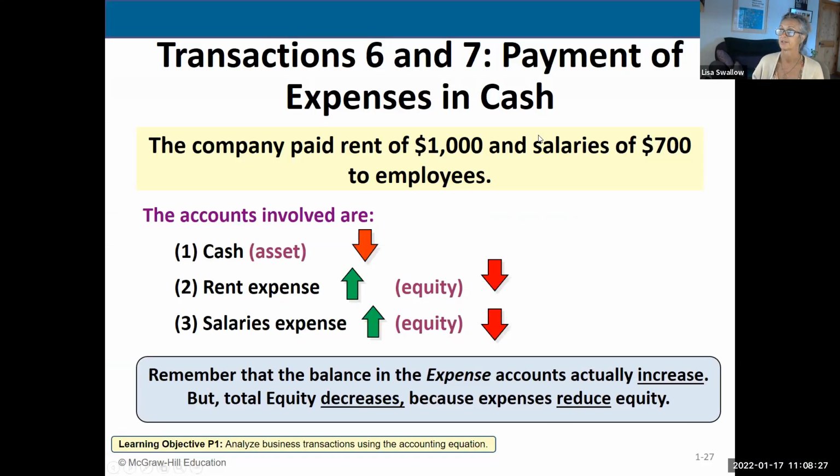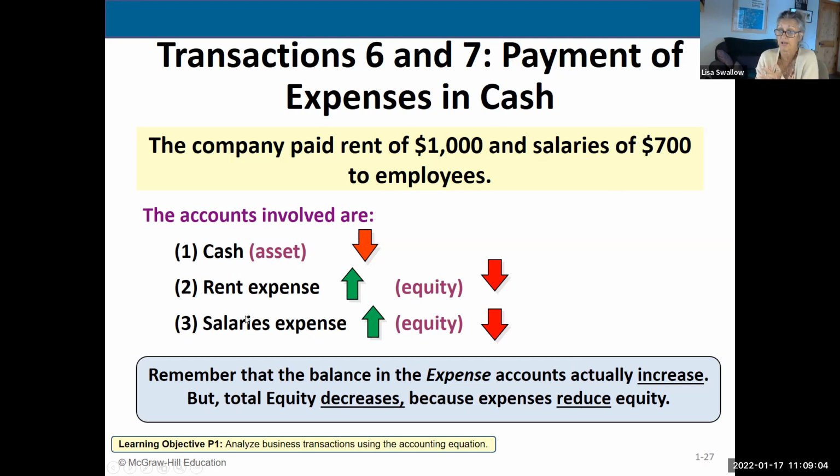What happens next? The company paid some rent of $1,000 and salaries of 700. Now, what happened? This gets a little interesting, so stick with me here. Clearly, my cash, which is an asset, went down by 1,700 bucks, right? Because I paid some expenses. Okay, but what's kind of weird now is my account of rent expense and salary expense.